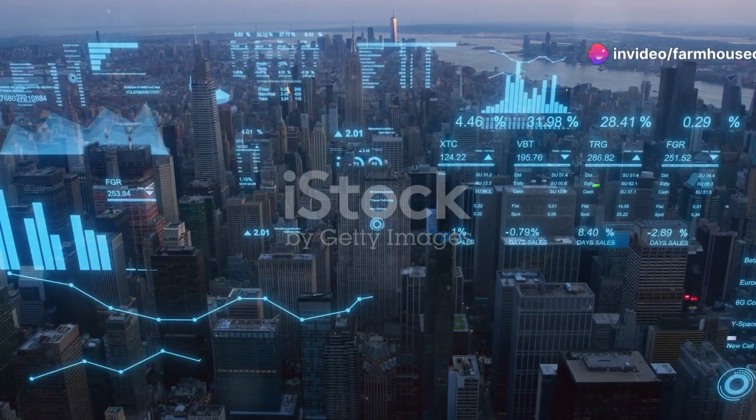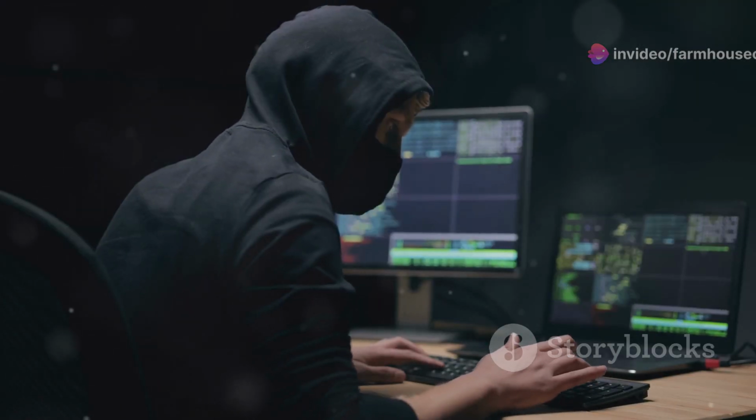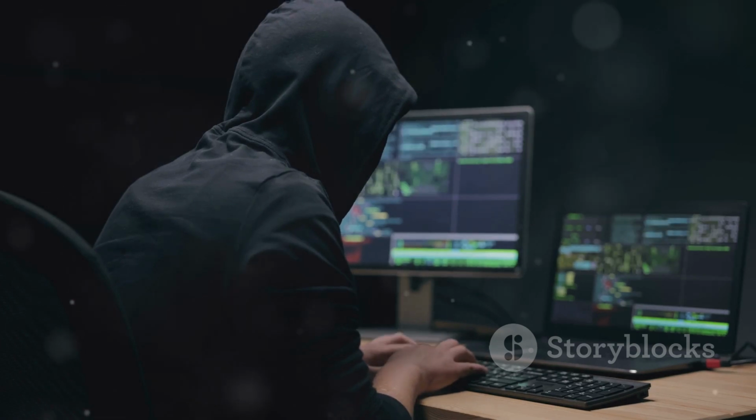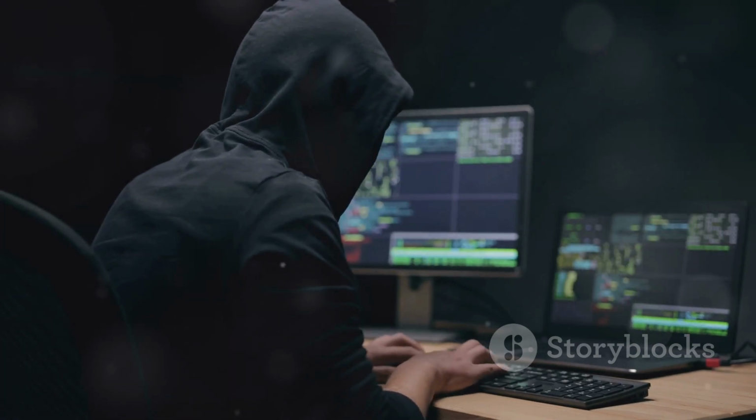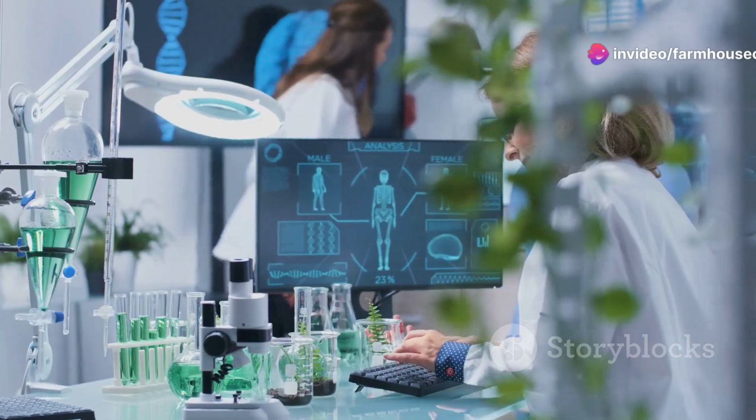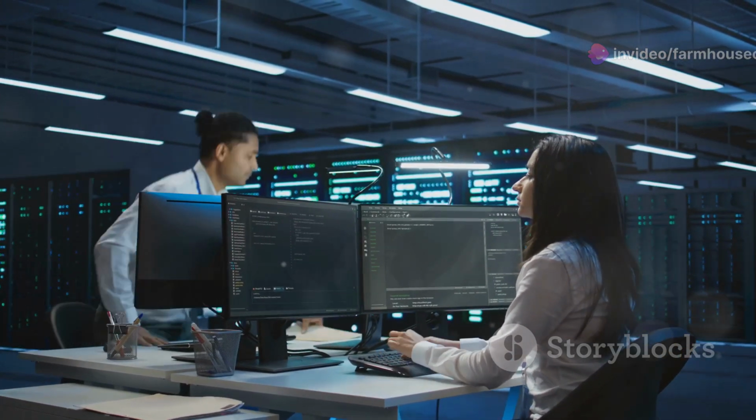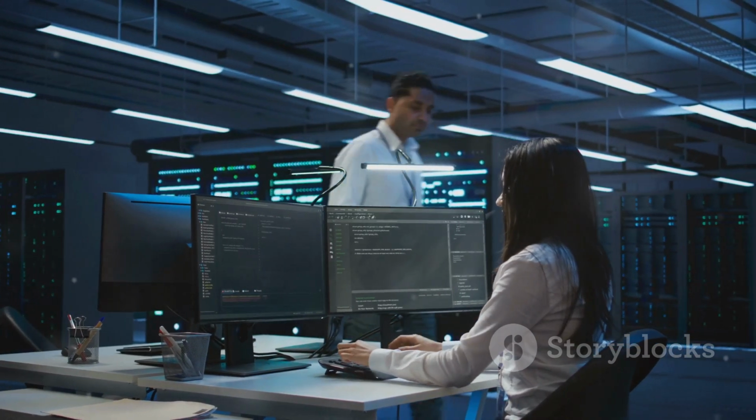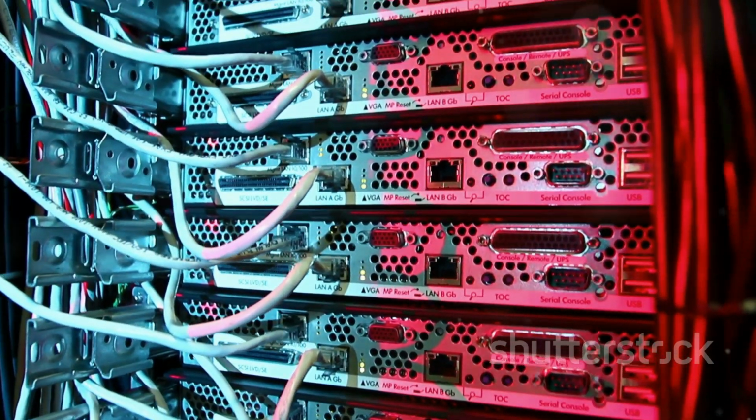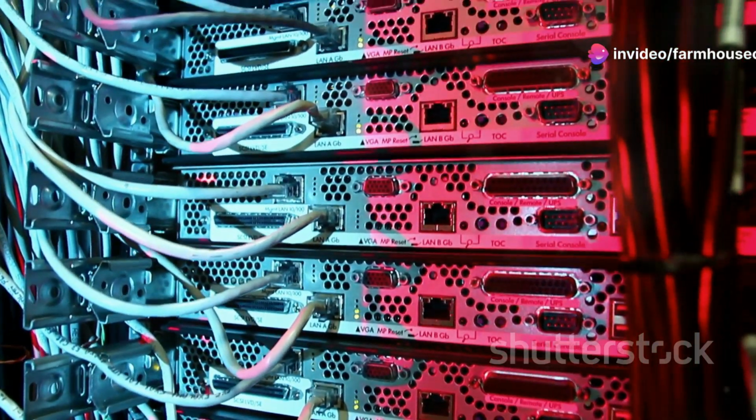Section 10. The future of cryptography, staying ahead of the bad guys. As technology continues to evolve at a rapid pace, so too do the methods used by cybercriminals to try and steal your data. One of the most exciting developments in cryptography is the rise of quantum computing. While still in its early stages, quantum computing has the potential to revolutionize many fields, including cryptography. Quantum computers are incredibly powerful and could potentially break many of the encryption methods we rely on today.